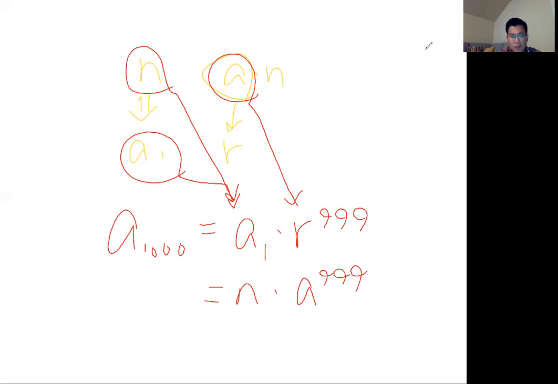I think they intentionally put a and n there because the formula itself has the same looking variable. So you don't need to worry about it. You just try one by one. If it makes sense, then you can choose that.